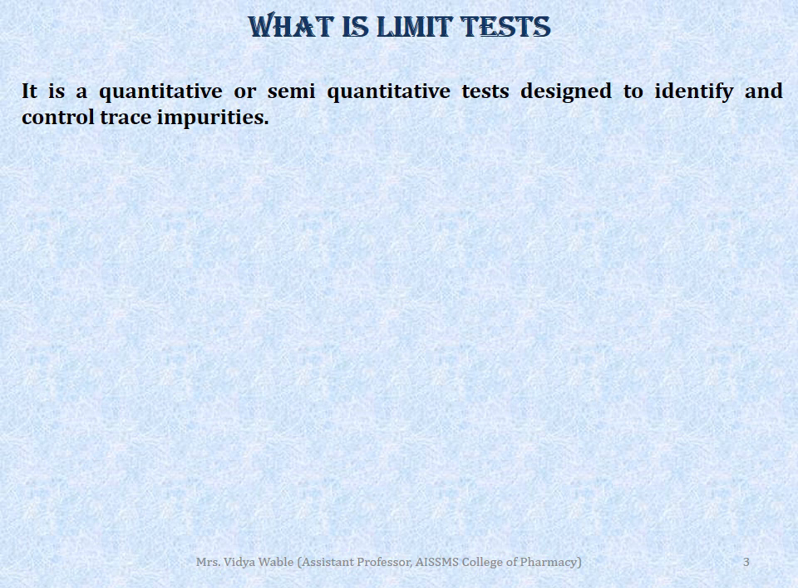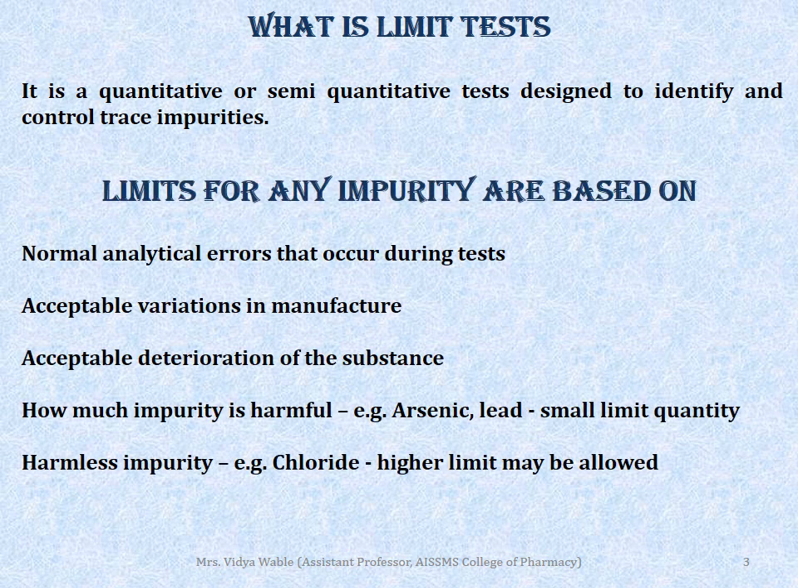First, we will see definition of limit test. So, limit test is a quantitative or semi-quantitative test designed to identify and control traces of impurities. There are different sources of impurities in compounds. So, from where does this impurity come? Normal analytical errors that occur during a test can also give you impurity. Acceptable variation in manufacturing processes, then acceptable deterioration of the substances.